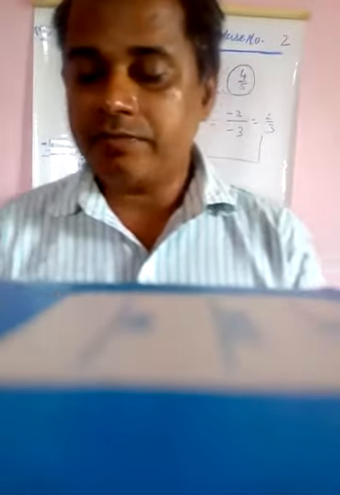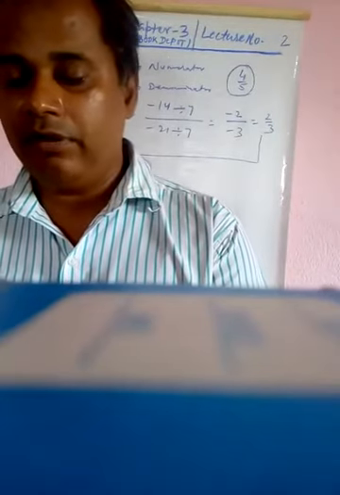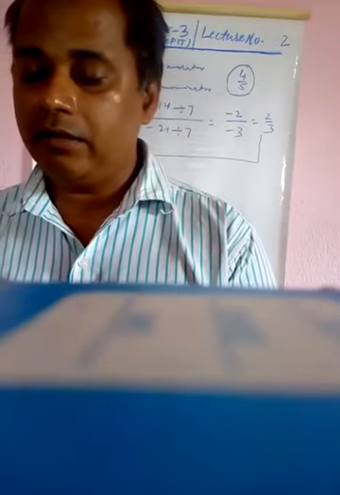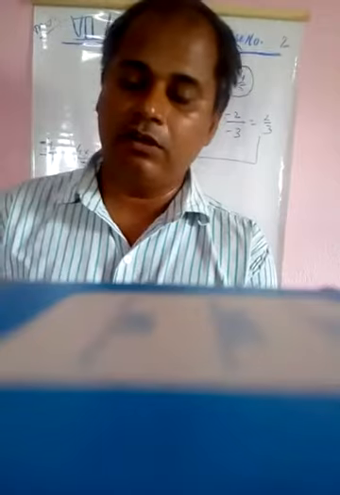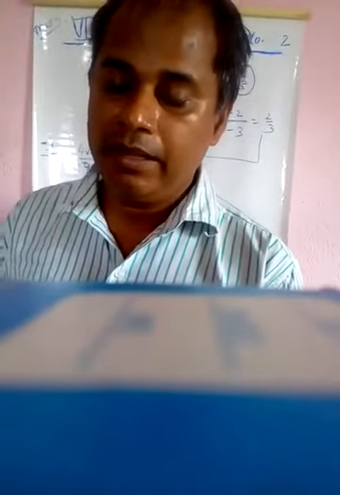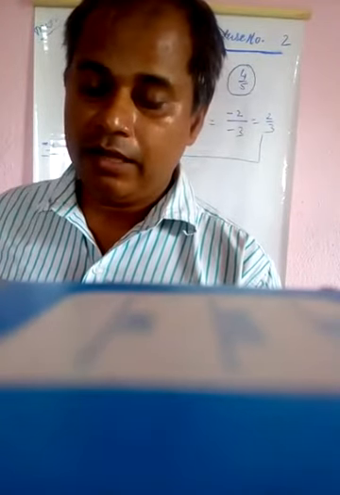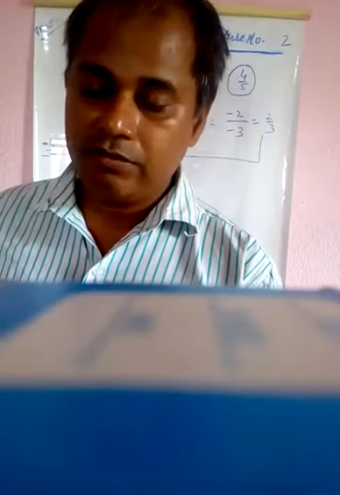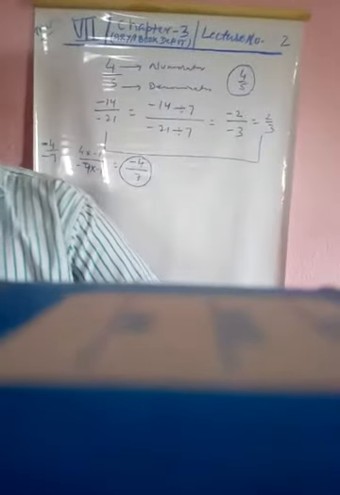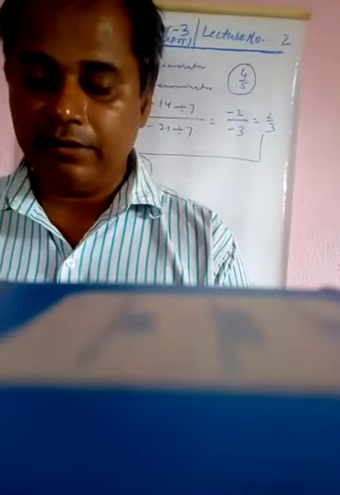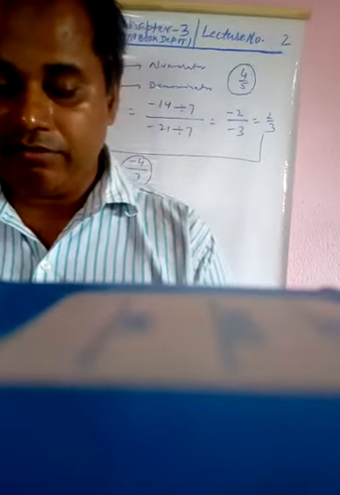Example number 3. Express 4 by minus 5 as a rational number with A, denominator minus 45, and B, numerator minus 48. Solution. We have 4 by minus 5 is equal to blank by minus 45. Here minus 45 divided by minus 5 is equal to 9. Hence 4 into 9 by minus 5 into 9 is equal to 36 by minus 45. So the required rational number is 36 by minus 45.